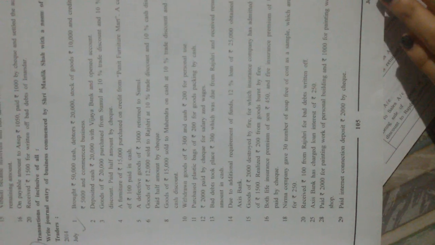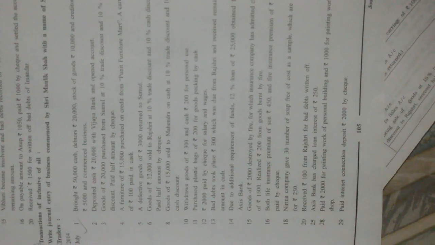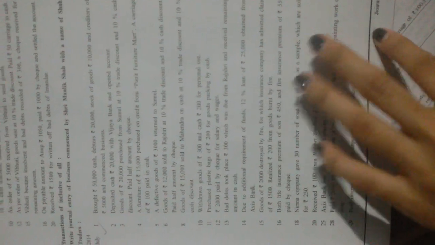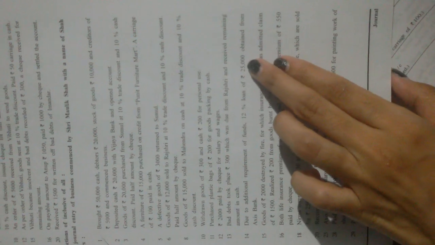Now the next transaction is due to additional requirement of funds, 12% loan of rupees 25,000 was obtained from the Axis Bank. So business required additional funds. So that's why business took a loan from the Axis Bank at 12% loan of rupees 25,000. So for the loan, entry would be bank account will be debited to 12% Axis Bank loan account.